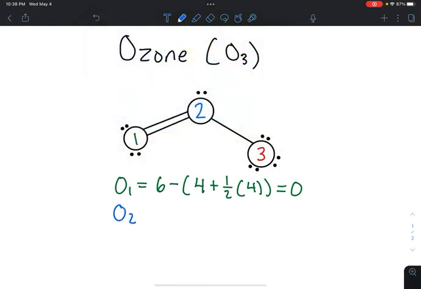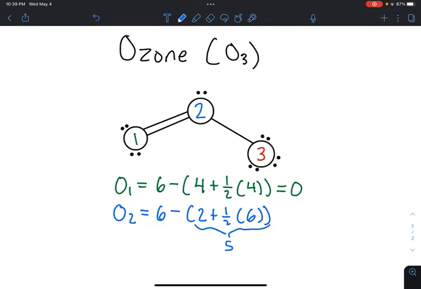Then you move on to your next oxygen. It has the same 6 valence electrons, but this time it only has 2 lone electrons. And you'd add it to 1/2 of the bonding electrons, and right here it has 4 and this one has 2, so it would be 6. So that sum equals 5, to give you an overall of 6 minus 5, which is plus 1. So on this O2 you would mark a plus.